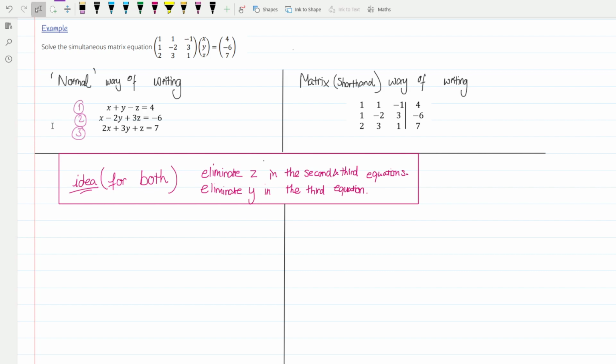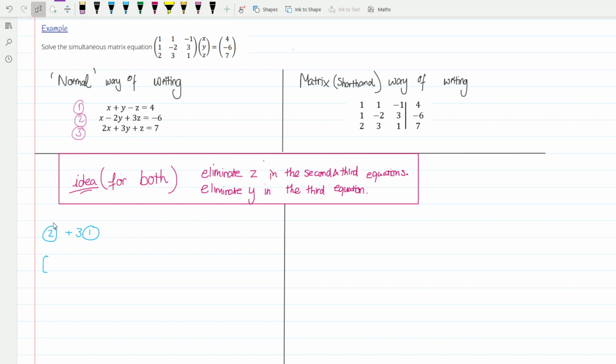Cool. Now, let's just have a go at this. Let's just jump straight in. The current second equation has got 3z, and this equation's got z. So what I could do is I could take equation 2 and I could add 3 lots of equation 1, and that would help me eliminate z.